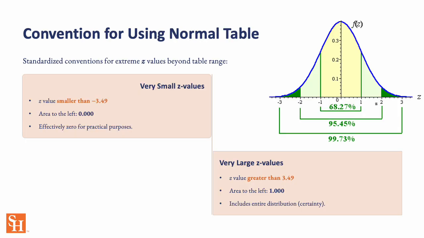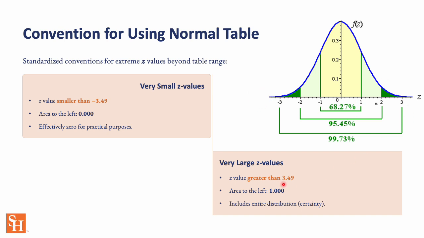If the G value is very small, as for example here the G value is -3.49, so that would be somewhere around here, right? So if the G value is very small, then the area to the left side becomes almost 0, right? So for a standard normal distribution, if the G value is less than -3.49, then the area to the left side of that becomes virtually 0, right?